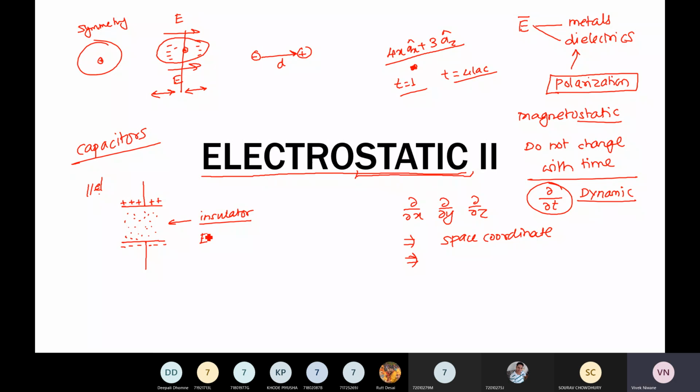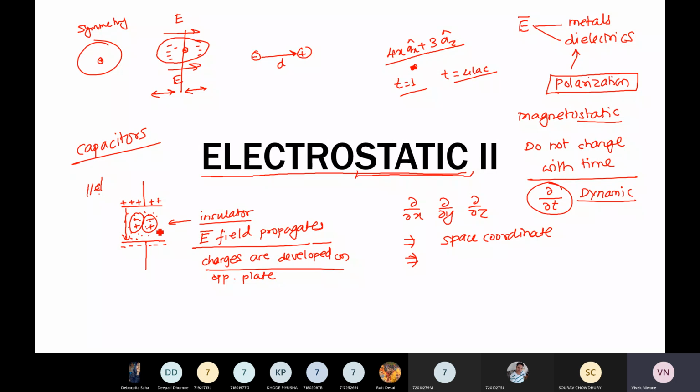Now we have an answer for how electric field propagates. The electric field came from here, then here dipoles developed, and something something happens. But till date we don't have any answer for how charges are developed on the opposite plate. The electric field is coming, fine, no worries, but where are these negative charges coming from? Till date we really don't have any concrete answer for that. Yes, we have lots of theories about it.